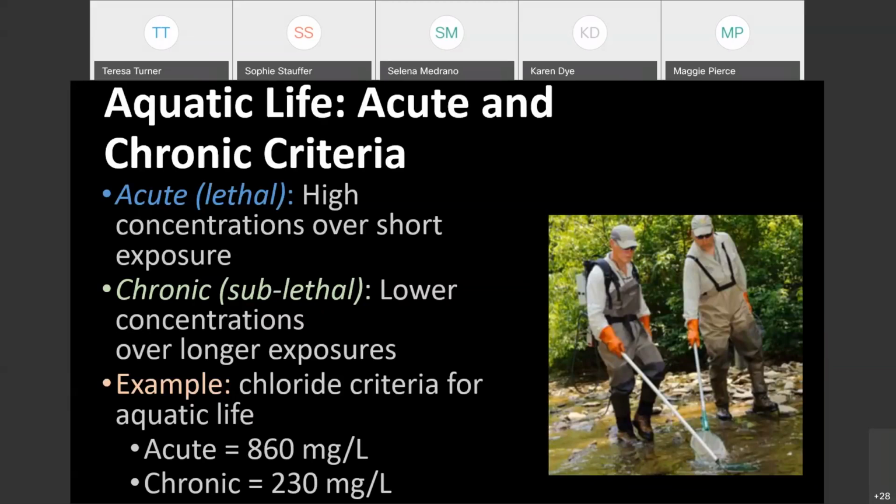The acute chloride criterion is 860 milligrams per liter, and the chronic is 230 milligrams per liter. The magnitudes, that's what those two values are, are different between these two criteria. But for the chloride criteria and many aquatic life criteria, the durations are also different: 1 hour versus 4 days. That's 1 hour for acute, 4 days for chronic. But the exceedance frequencies are the same, 1 in 3 years.